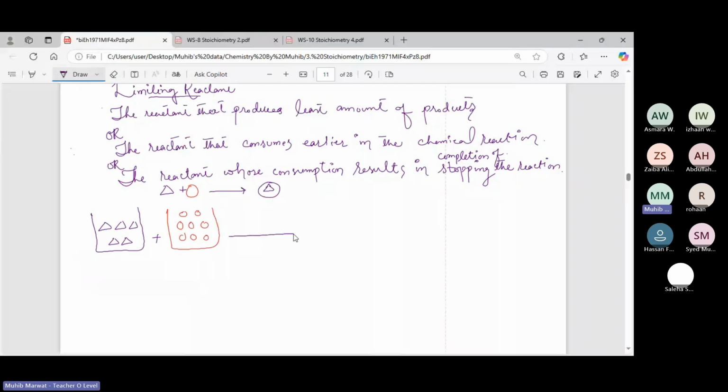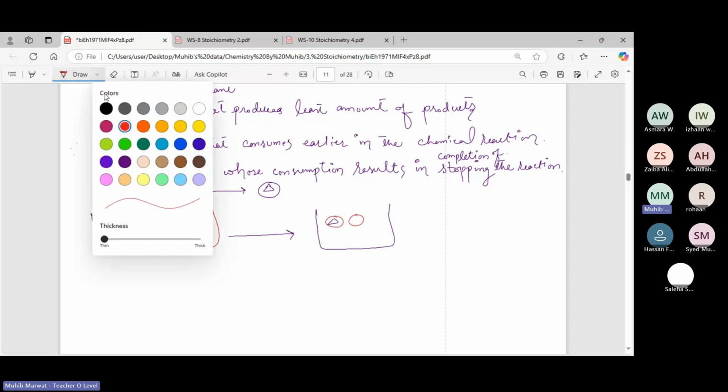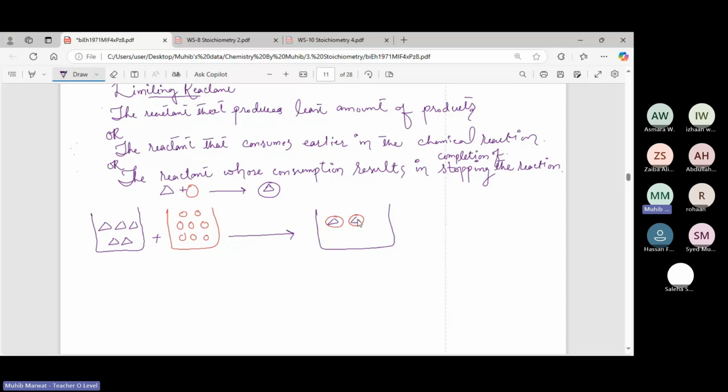So what will happen after the reaction? One triangle will react with one circle to form a product. Same is the case with another circle reacting with another triangle, and the same for the other triangles as well. Now the reaction will stop. Although around 3 more circles are left unreacted at the end of the reaction, they remain in excess, or non-limiting. But the reaction has stopped because the triangles have been consumed.